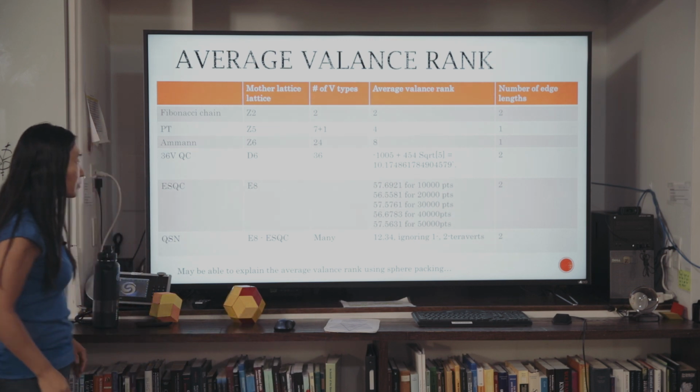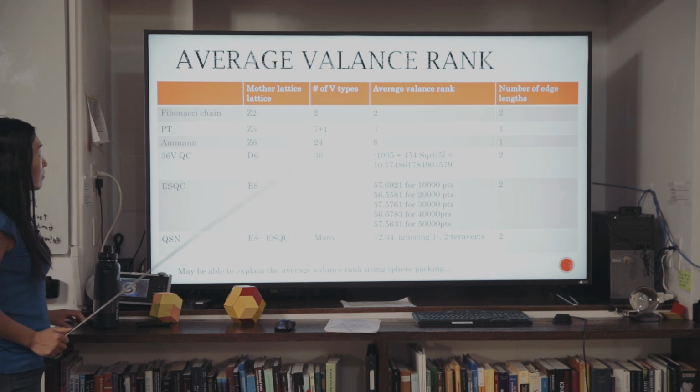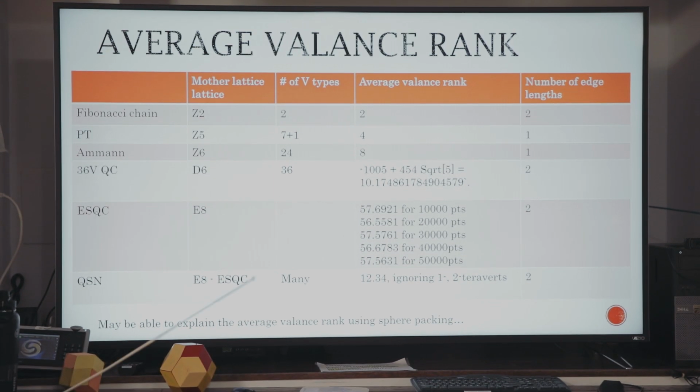So hold on, E8, Elser-Sloane, QC. I'm sorry, what is the difference between, so that's the QSN. So this 12.34 is the average. You have the QSN on the left, and then the mother lattice is the Elser-Sloane. Okay, so you're projecting Elser-Sloane to 3D. No, I just have to say who is its mother lattice. You can see if it's a lattice, really it's from E8, but you can also say it's from the Elser-Sloane quasicrystal, but it's no longer a lattice.